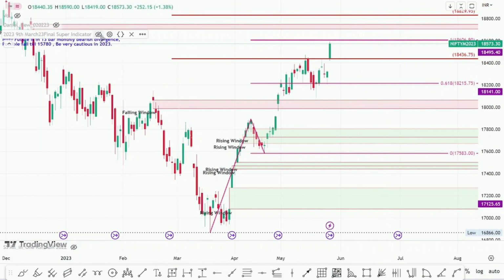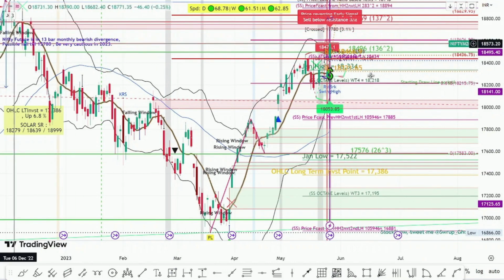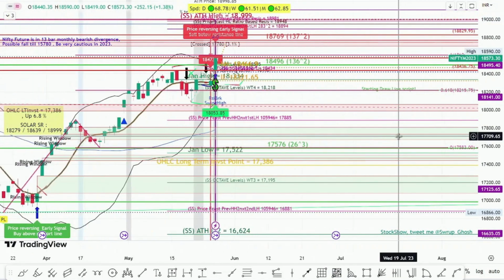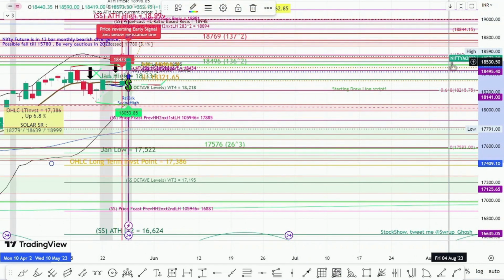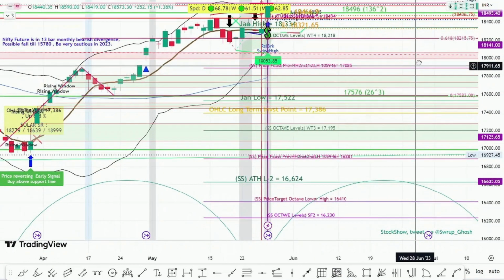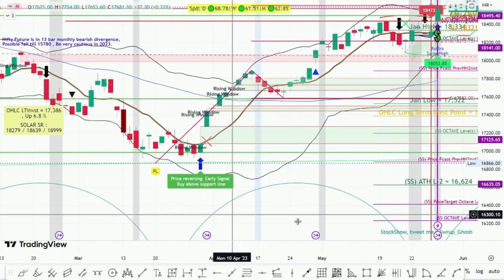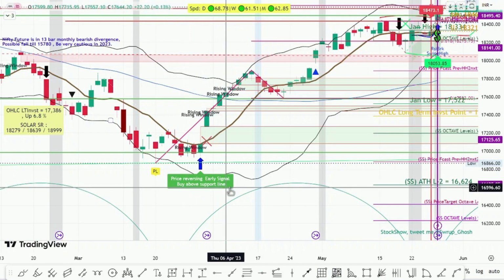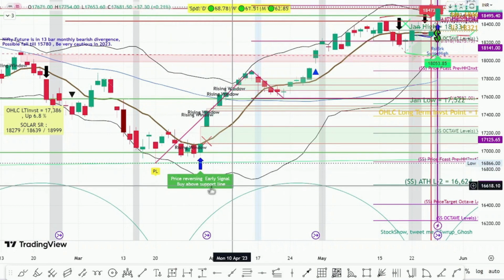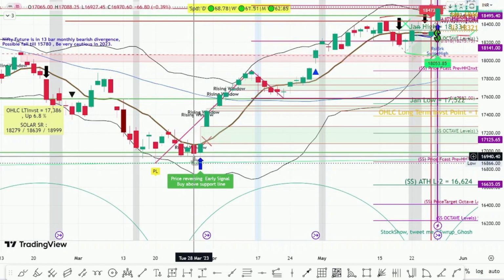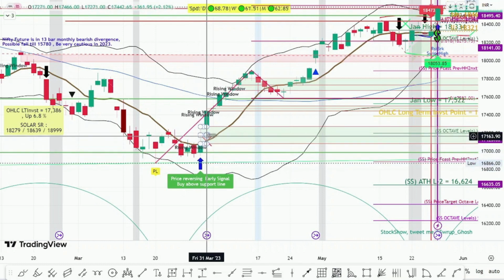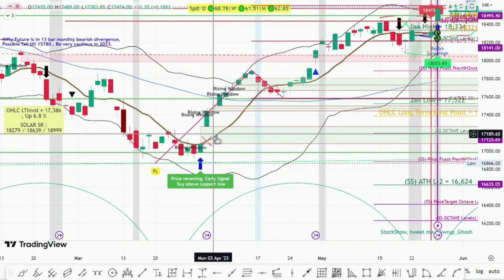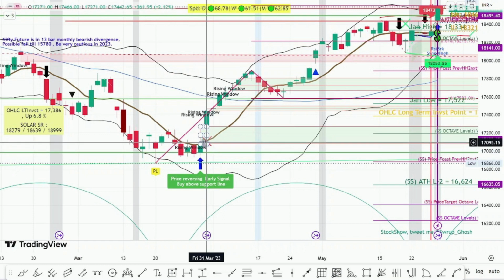We have a super indicator here. What does the super indicator do? I will show you a few things it does. Look where the signal was generated. Price reversing early signal: buy above the support line. This is one dimension. The second dimension is this particular blue arrow. The third dimension is the sell exit. And the fourth important confirmation is that it has gone above the cobra line.